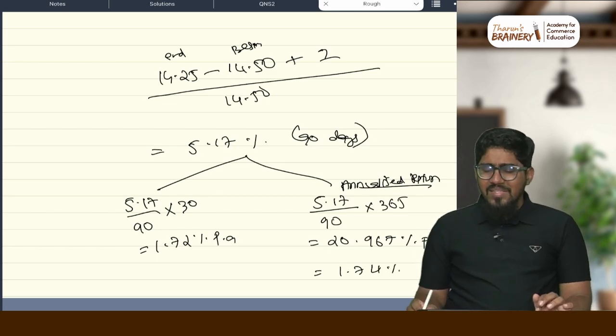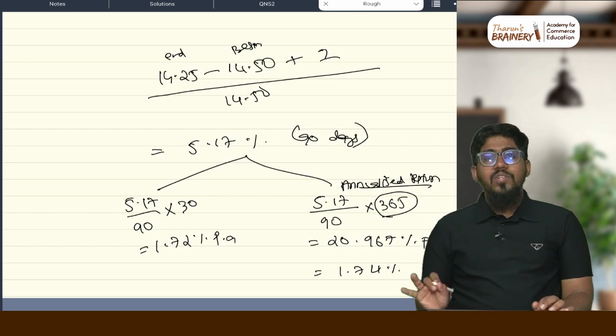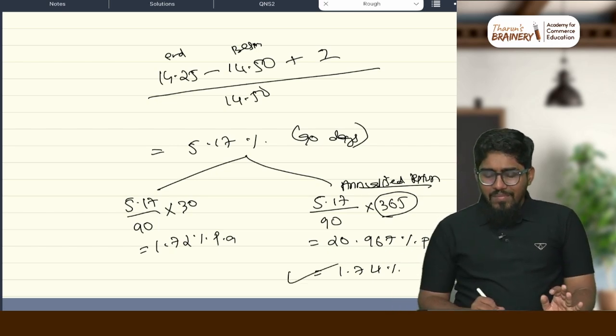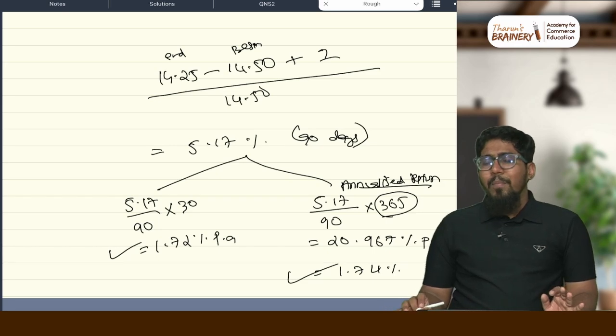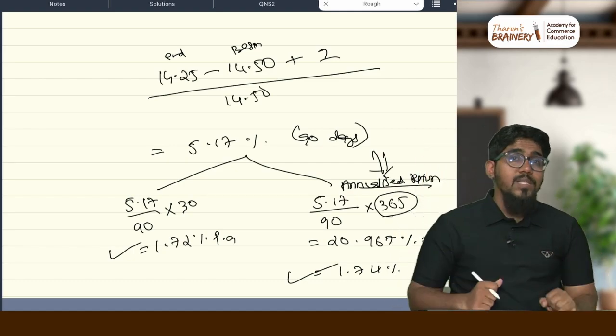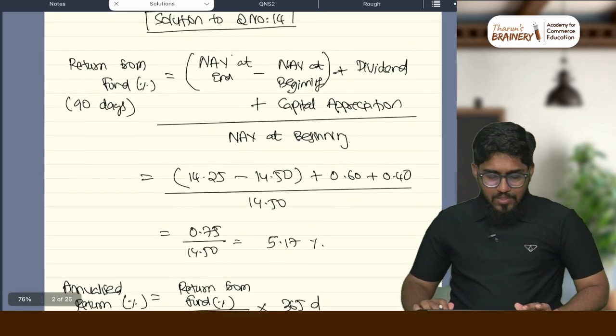Sir, why is there a difference? The difference is because here you have taken 365 days, here you have assumed 360 days. That is the only difference. Okay, in the study material it is solved like this, but even if you solve it like this, there is no problem. But my suggestion is that you solve it like this, because annualized return is a concept. Show the examiner, I also know the concept of annualized return. Clarity. So this is the solution.